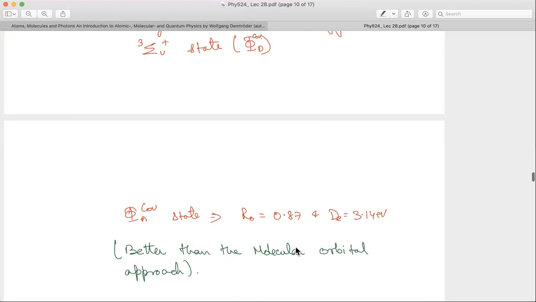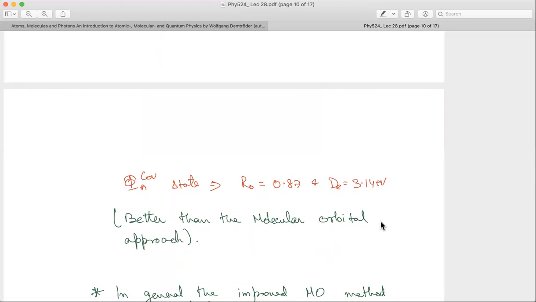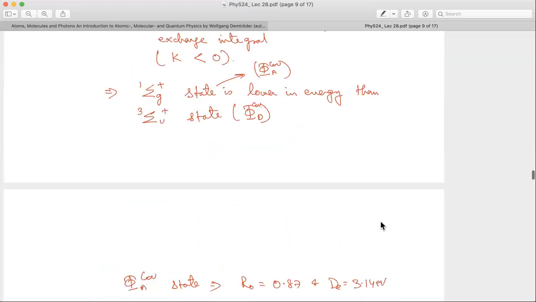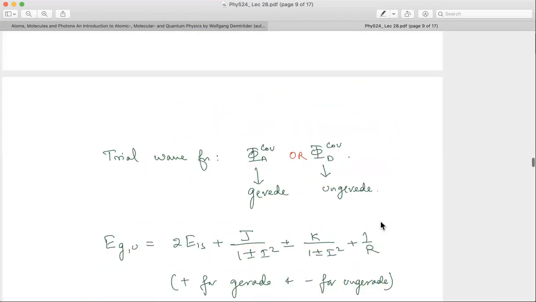And for this phi g covalent state, you will find that R0 is 0.87 and DE is 3.14. So these are already a slight improvement over the LCAO approximation results. This is called the Heitler-London method. Let me start from the covalent state already, and using the covalent state, let me calculate these physical quantities and see how they go. That's the idea. Okay, so any questions on this?